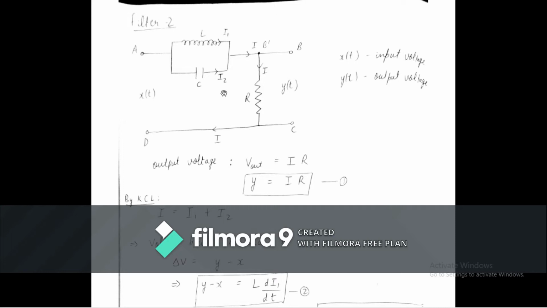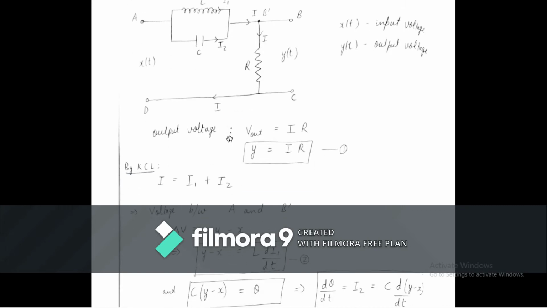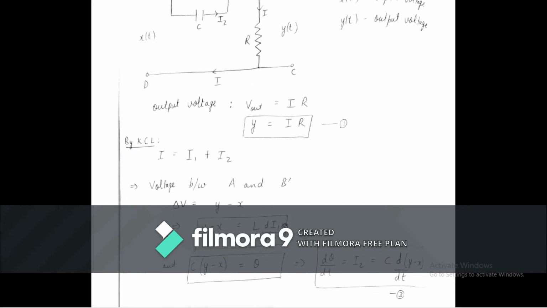Now by applying the simple formula delta V equal to L di by dt, we get y minus x equal to L di1 by dt. And we know that Q equal to CV. Here our V is equal to y minus x, so we get Q equal to C times y minus x. We want I2, so we differentiate this equation and we get I2 equal to C d delta V by dt, that is C d(y minus x) by dt.